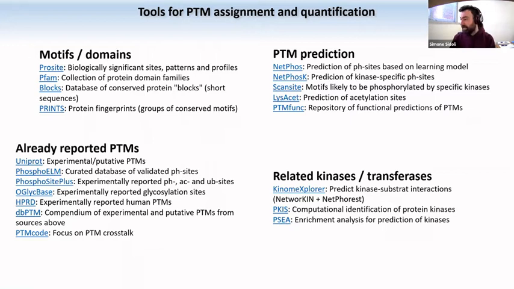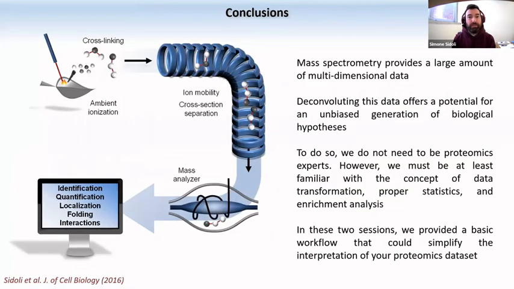So with that, I'm going to stop here and give you just a conclusive slide, a brief summary, as a reminder, if needed, that mass spectrometry provides a very large amount of multidimensional data. Deconvoluting this data can be challenging, can be overwhelming, but it really offers the potential for generating a hypothesis in an unbiased manner. So without looking for your specific protein of interest, you can ask the data, tell me what is interesting here. And to do so, you don't always need to rely on proteomic experts.